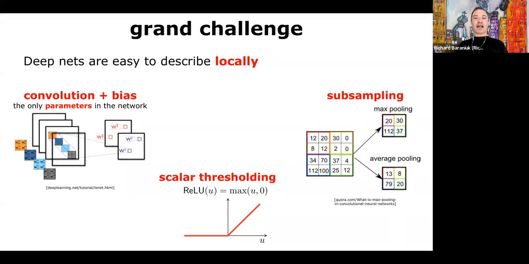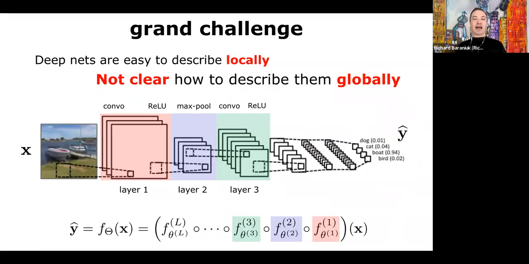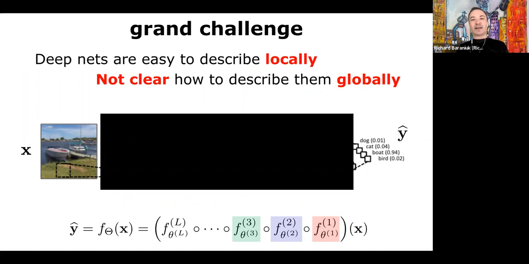But it's a grand challenge because nobody really knows what happens once you compose 100 of these in sequence. So it's not really clear how to describe what goes on globally as you form this composition. And as a result, since it's not really clear what's going on, folks have treated deep networks by and large as black boxes with a zillion parameters.